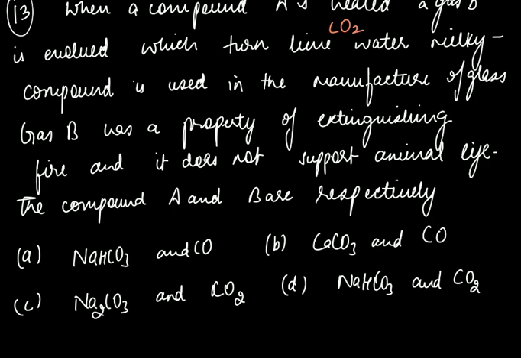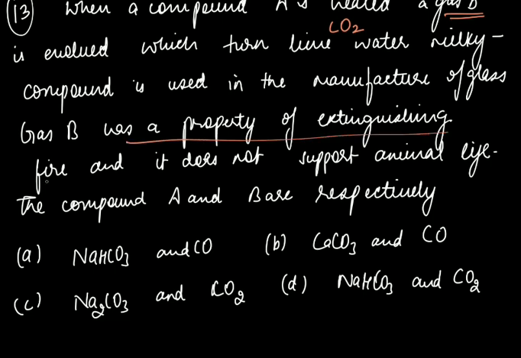So it has to be carbon dioxide. Gas B is used in the manufacture of glass. Gas B has a property of extinguishing fire. So they are giving you one more hint that it's carbon dioxide and not sulfur dioxide. They are giving you a double hint, because it can come to mind that there are two gases, sulfur dioxide and carbon dioxide, both of which turn lime water milky. So which one is it? They proved it by this statement: it does not support animal life. True, we exhale carbon dioxide, but we can't inhale carbon dioxide for survival, it's oxygen.